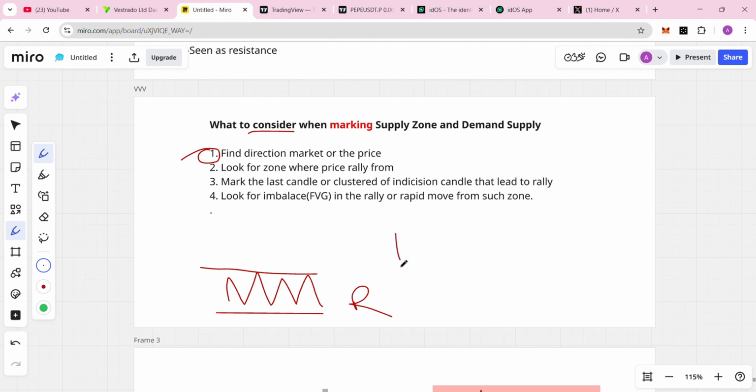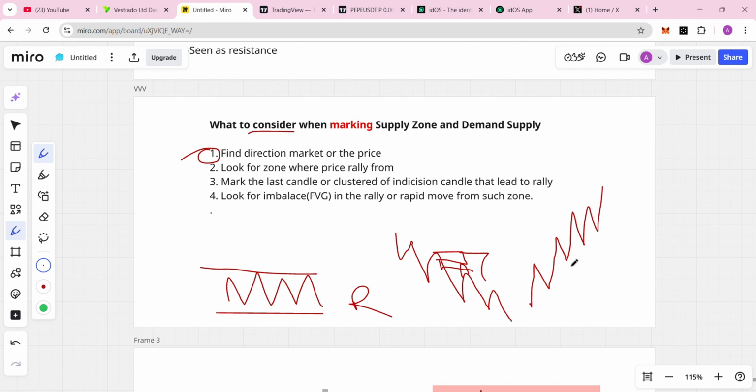Is it trending to the downside, breaking structure to the downside, so that you can find your supply? You understand? In that scenario, you have to find your supply so that the moment the price returns to this supply zone, you are to sell the market. And if it is trending to the upside, you are to look for demand.